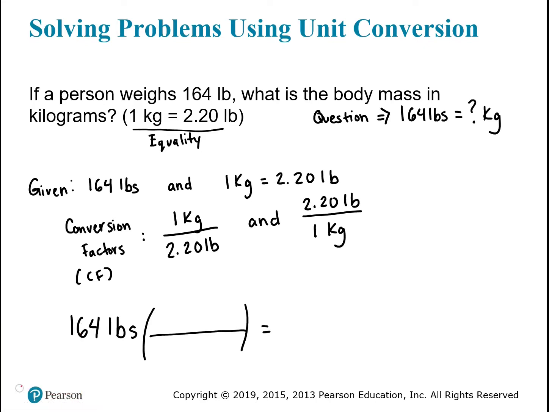If we're trying to get rid of pounds, that means to cancel out the pounds, we need pounds on the top in the numerator and pounds on the bottom in the denominator. Right now, we've got pounds in the numerator. We're looking for a conversion factor with pounds in the denominator. That's going to be this one, 1 kilogram over 2.20 pounds. Fill in your conversion factor.